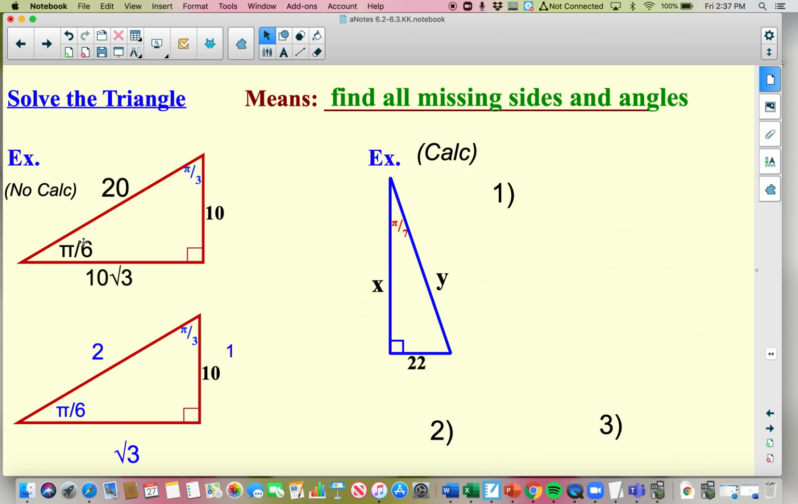pi divided by 6 would be my missing angle. Okay, then one where we can't necessarily just not pick up our calculator.